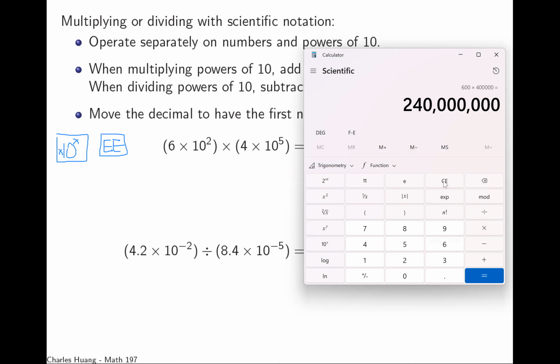Now you'll notice in some calculators, if I press 6, scientific notation 2, it actually changes the scientific notation into a decimal form for us. So that can be convenient for you when you do your questions.